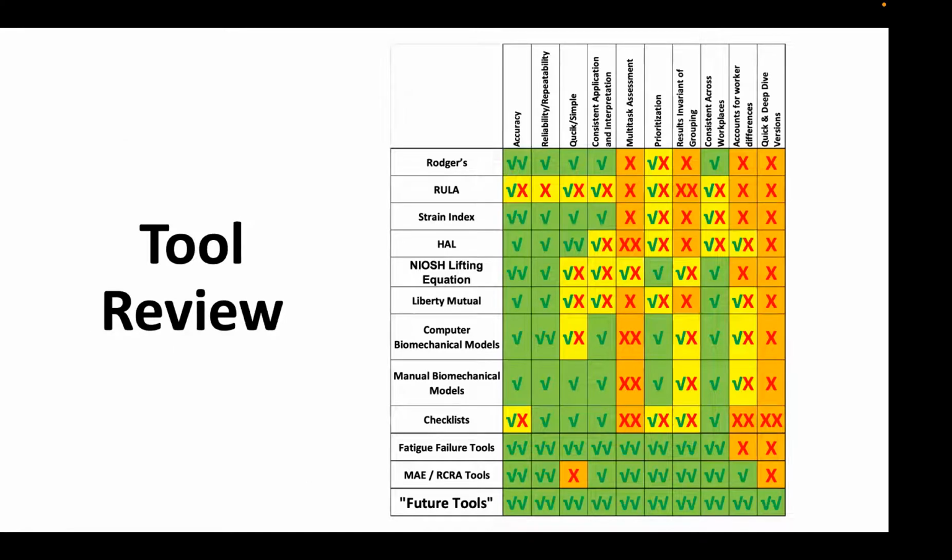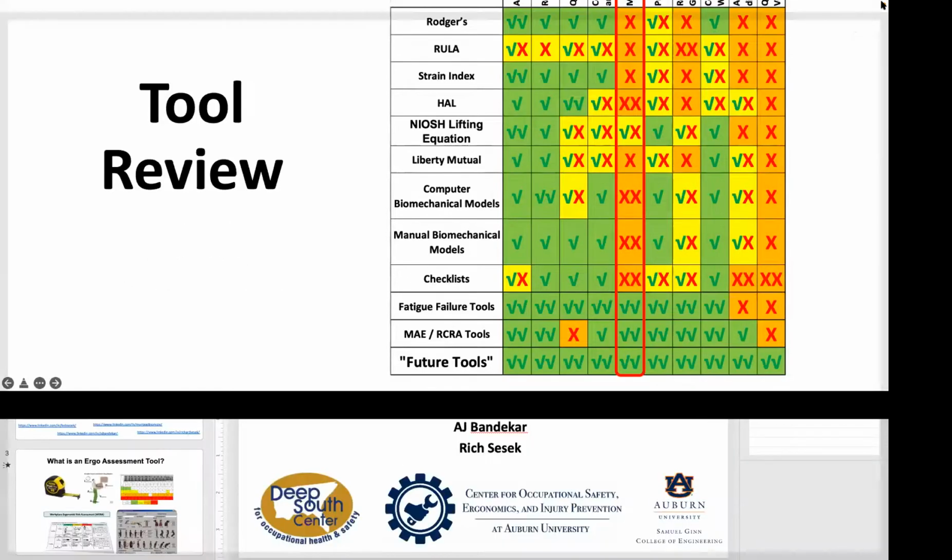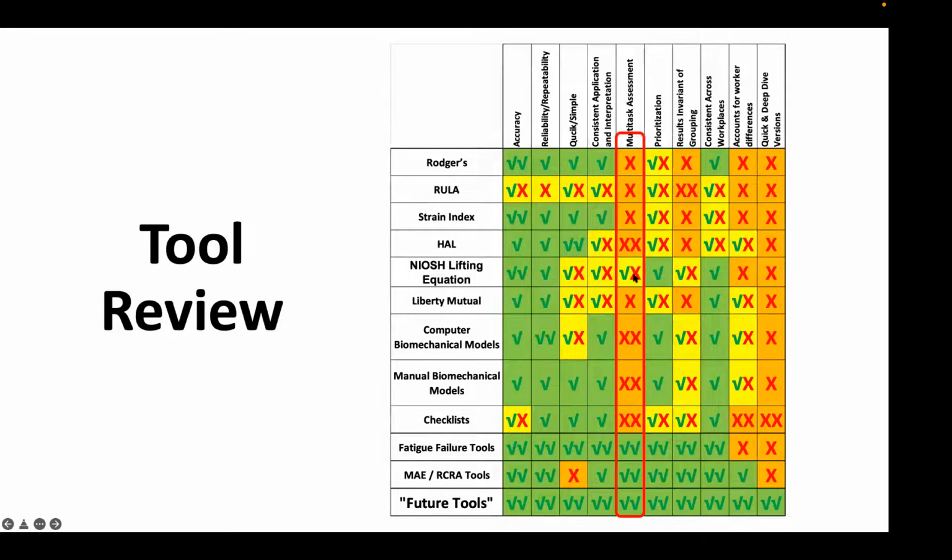So just as a quick, and this is just our opinion, you may not 100% agree, but this is a breakdown of certain tools that are commonly used. And we could see here that many are not designed for multitask assessment. You notice on NIOSH lifting equation, I gave both a check and an X because if it's more than a few tasks, it becomes very difficult to do without some sort of software to do it. Also, the area where all the tools pretty much are hurting is in accounting for worker differences and having a quick or deep diversion.